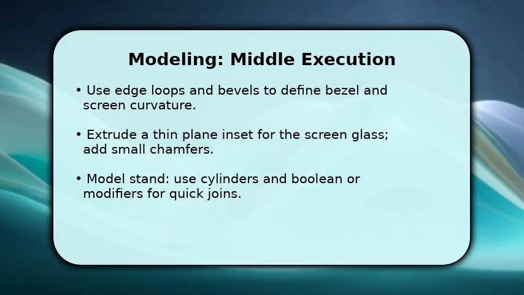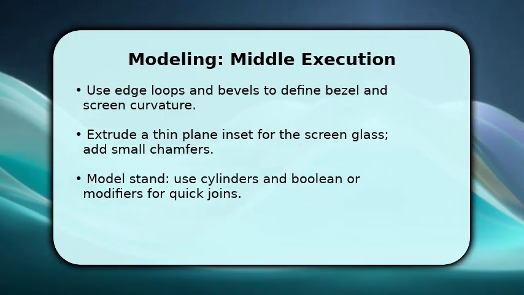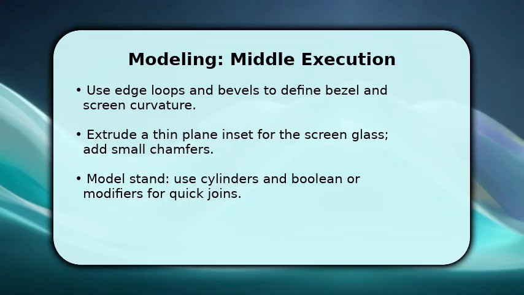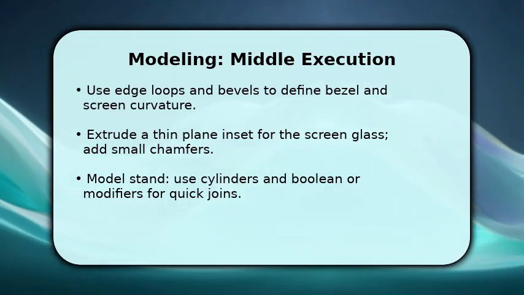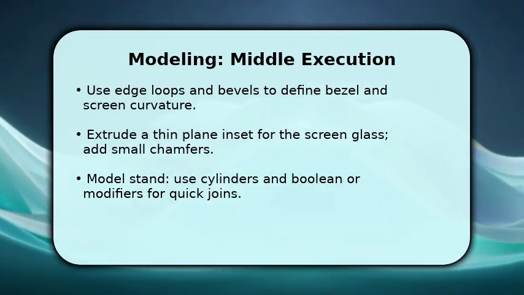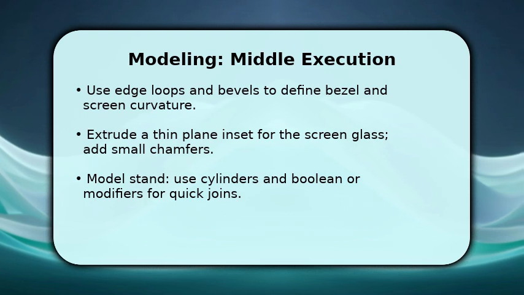For the stand, create cylinders for neck and base. Use modifiers or booleans to join shapes cleanly, and mirror components when needed. These steps create clean topology and prepare the model for materials and rendering.